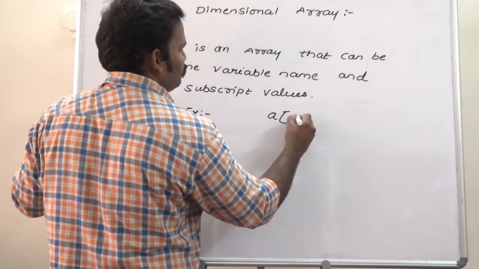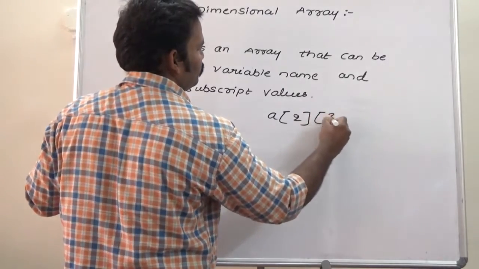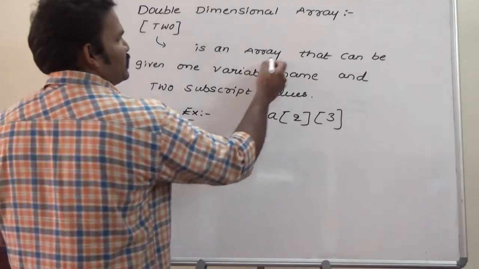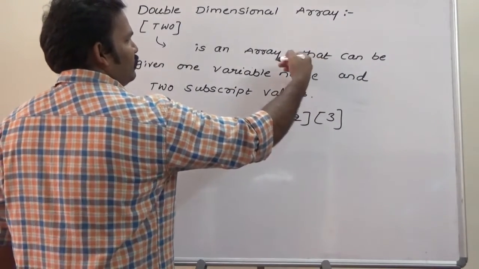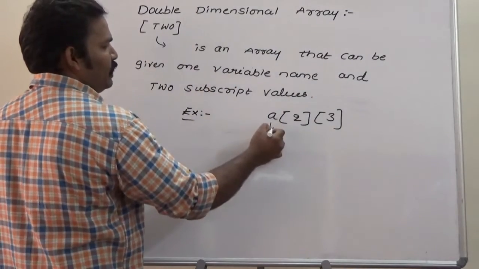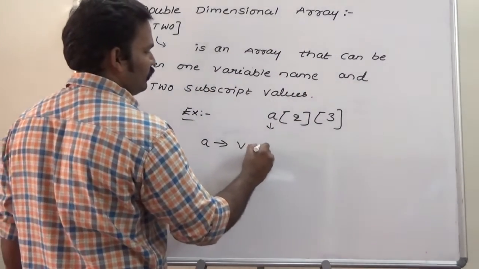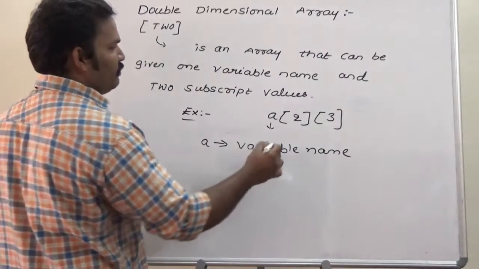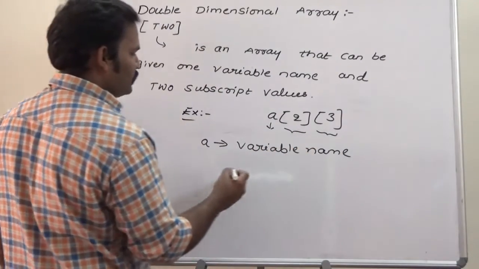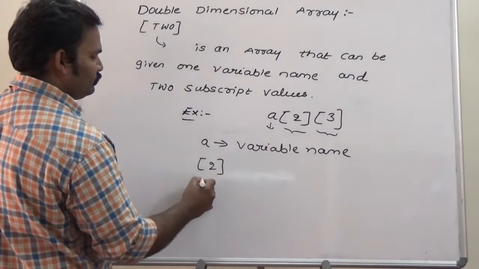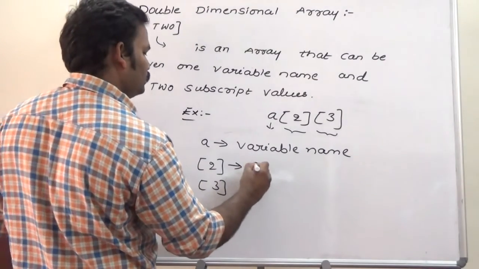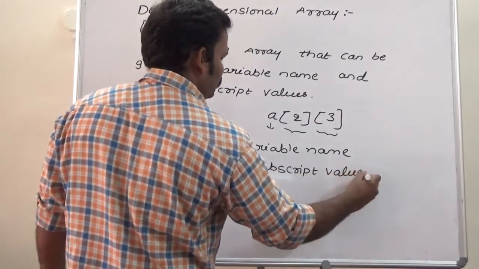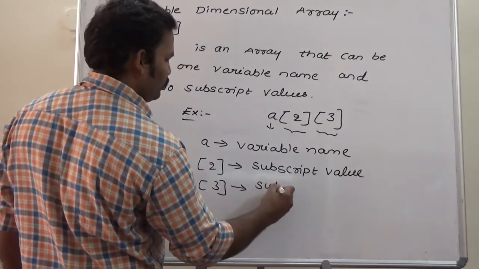a of 2, 3. So this is a double dimensional array. A double dimensional array means an array that can be given one variable name. Here a is the variable name. And two subscript values. How many subscript values are there? Two. This is a subscript value, and this is also a subscript value.